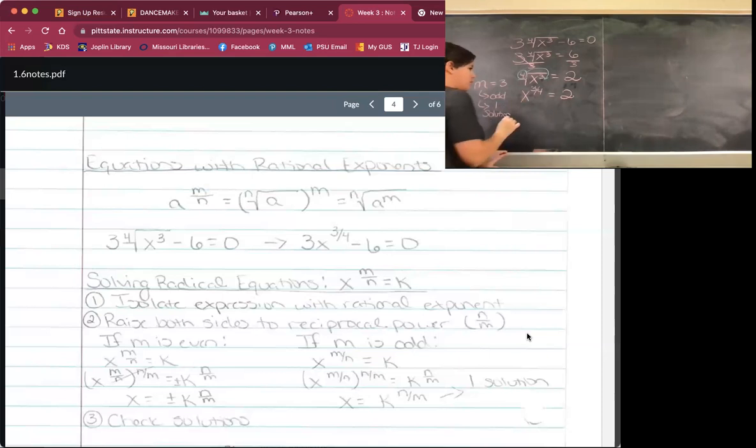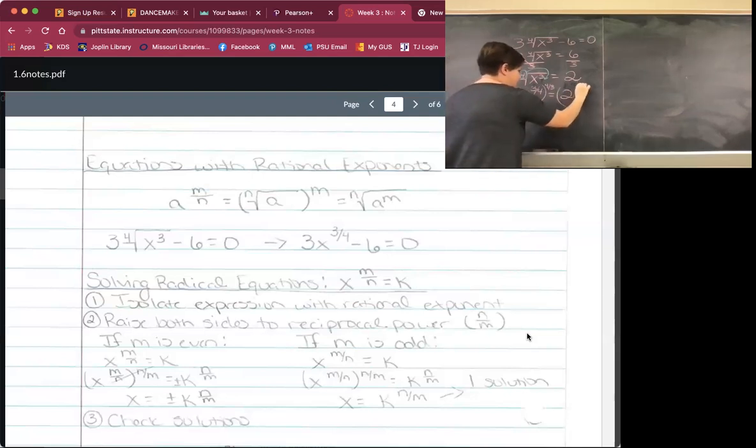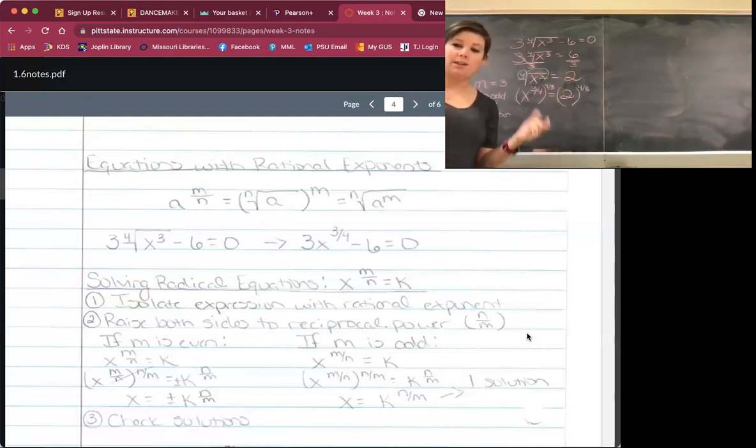So in order to get rid of this 3/4, I have to raise it to the reciprocal power. But if I do that on the left, I do it on the right. Here's why this works. When you raise a power to a power, you are multiplying those powers together. If I have 3/4 multiplied by 4/3, that gives me 12 over 12 because you multiply across. 12 over 12 is just 1, which leaves me with just an x. That's why we raise to the reciprocal power, is to just get x.